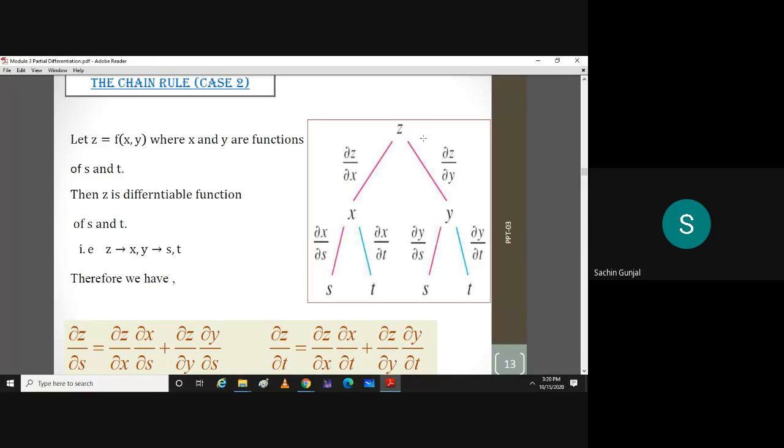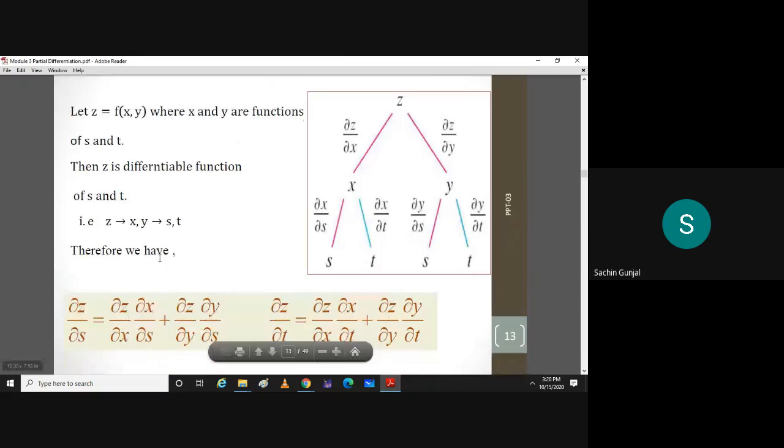Okay, so here is the tree diagram. z is function of x, y, and x and y are functions of s and t. Let me say something like z is equal to x square minus y square, where x is equal to s square by t and y is e raised to st. In that case you can calculate partial derivative of z with respect to s as well as z with respect to t. z is function of x, y, x, y are functions of s and t.